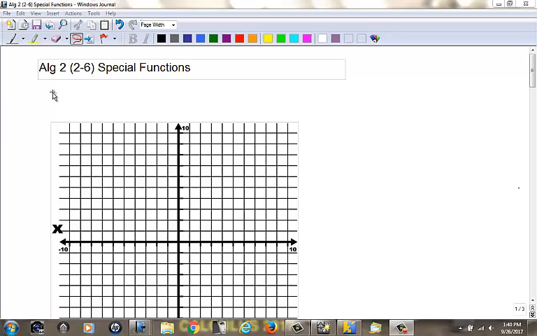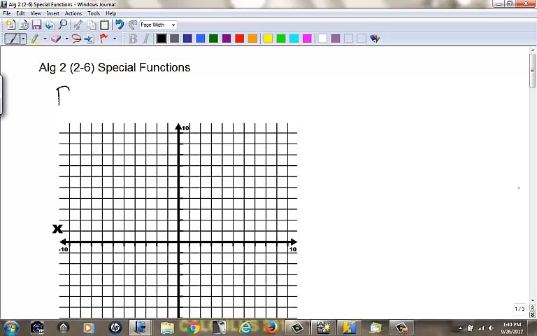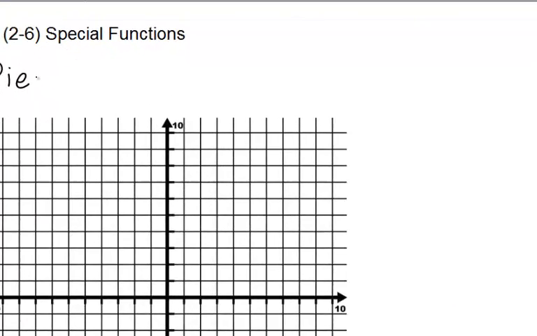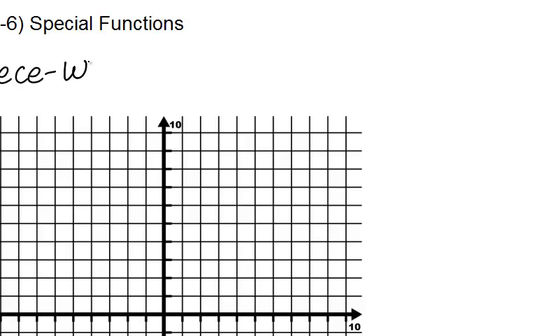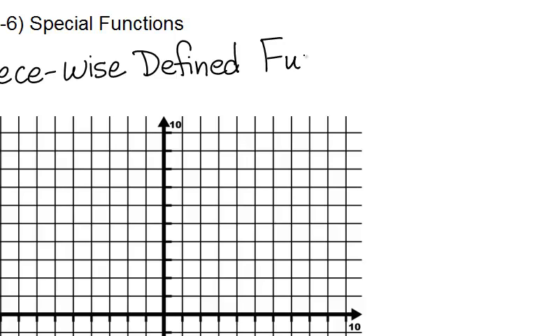Okay, so the first one is a piecewise defined function. And notice it is a function, so that means no 2 points should line up and down, and they will all pass the vertical line test if it's a function. I'm going to do this just by example first. We'll go through a couple of examples.